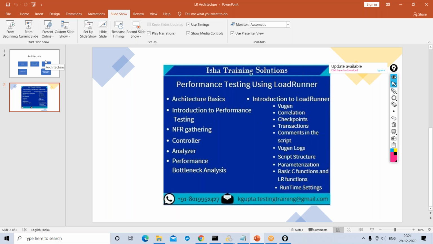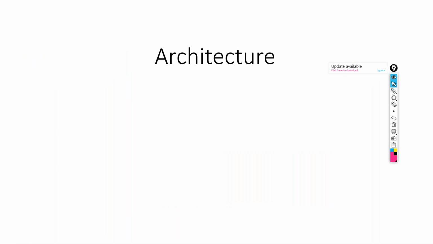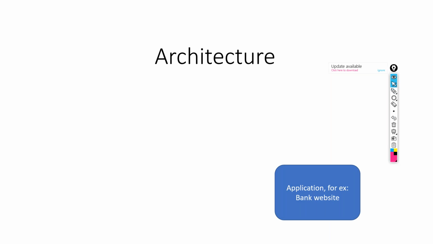Okay, so we'll discuss that quickly now, and we'll arrive at the architecture out of some questions. For example, if there is some bank website, and generally any bank would open around 9 a.m. or 10 a.m. Let's assume at 10 a.m., 100 people are accessing the bank website at a time.